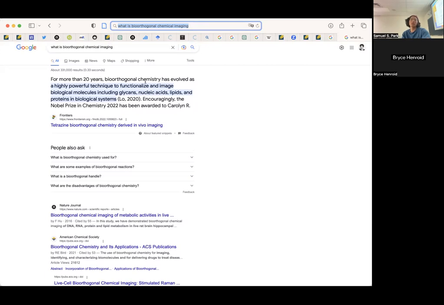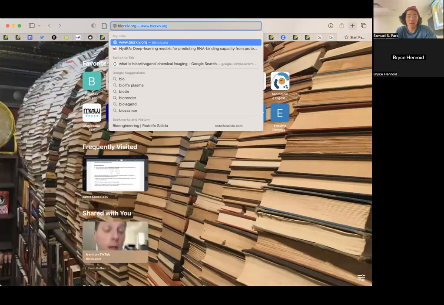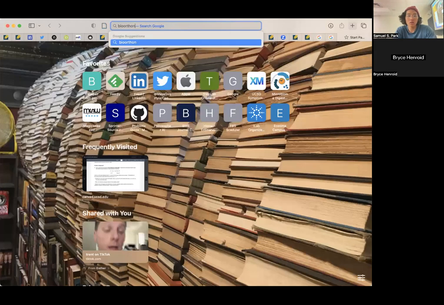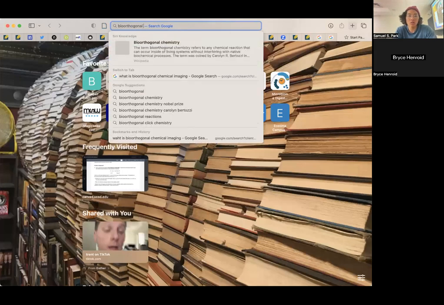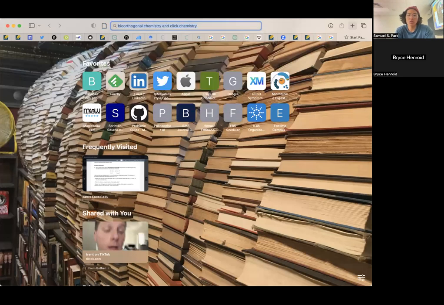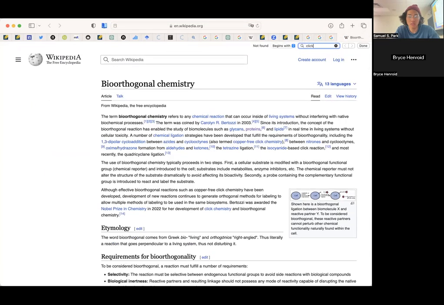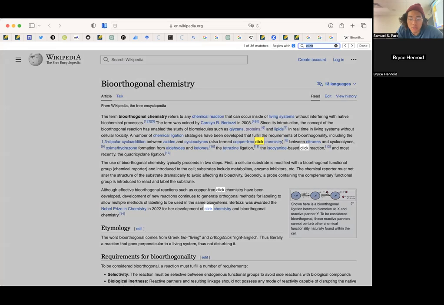Bioorthogonal. Oh, okay. I think another word for bioorthogonal chemical imaging is click chemistry. I think. Click chemistry. I think it's the same.